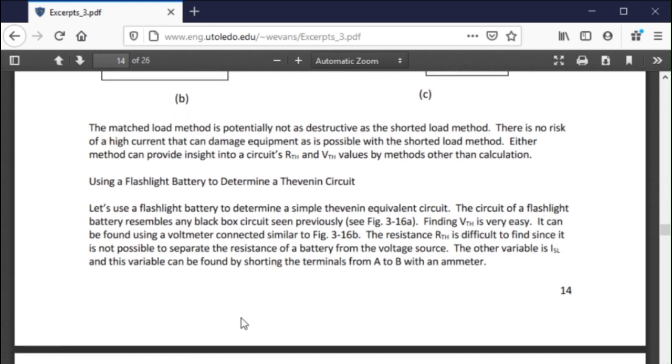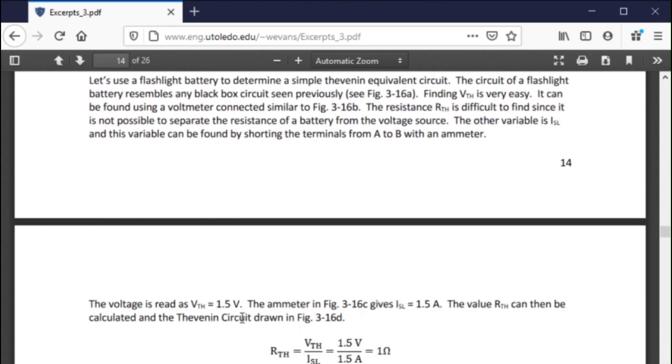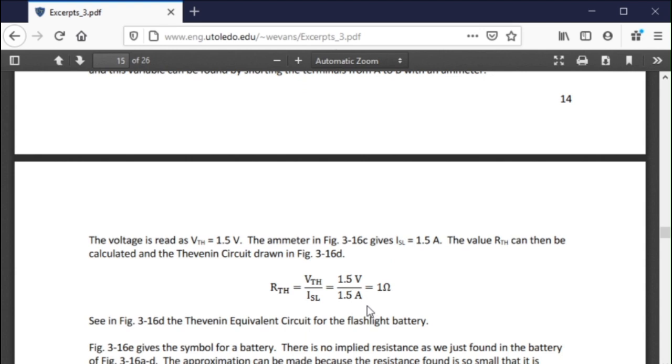So you can take a flashlight and ask, what is the Thevenin equivalent of a flashlight? Well, you can measure it, and it's 1.5 volts, and then you short it, and you get a current. So what would be the value of R Thevenin? V Thevenin over I Thevenin, or I shorted load, right? So basically that would give you a measure of ohms, about 1.0 ohms.